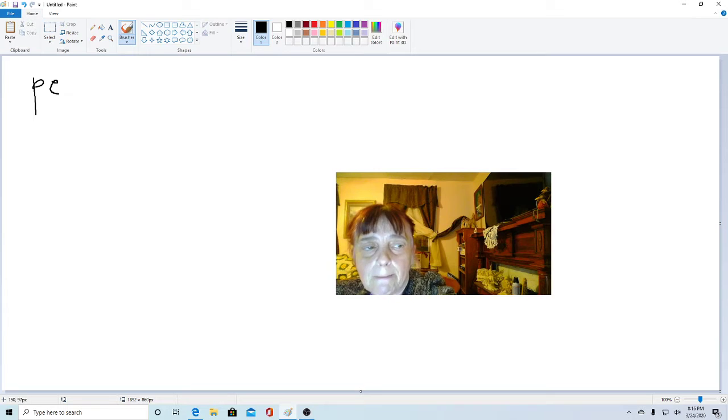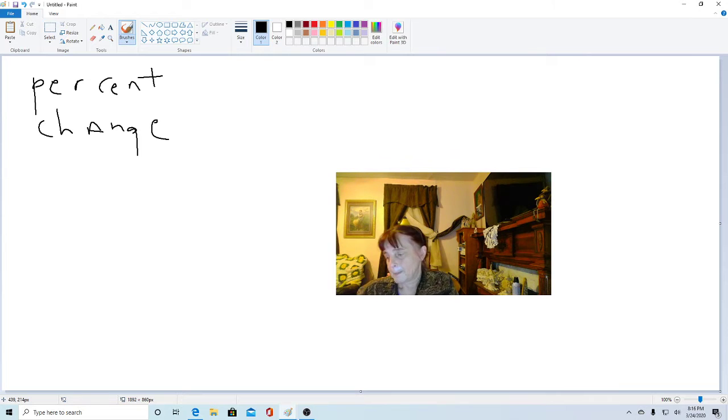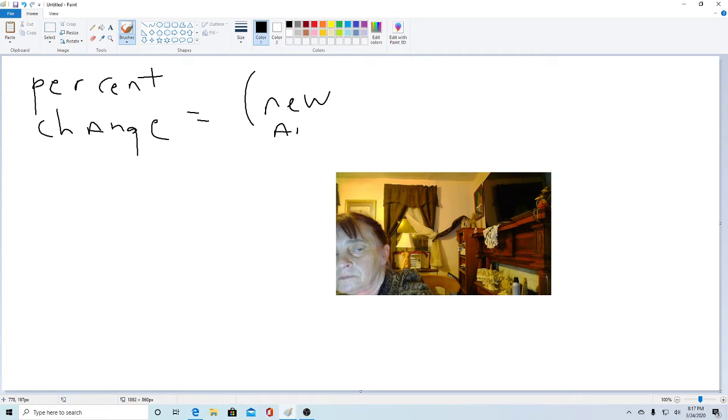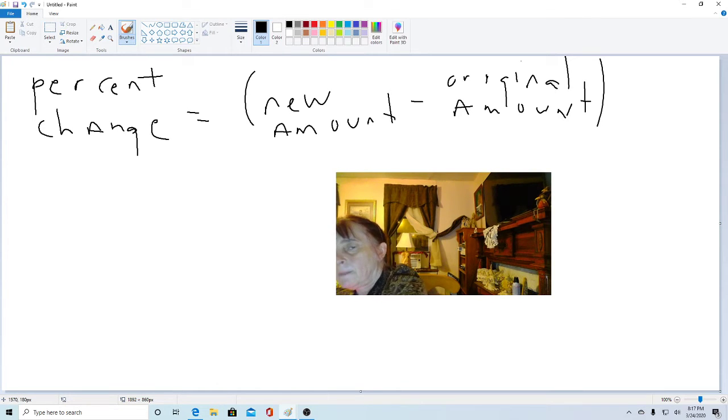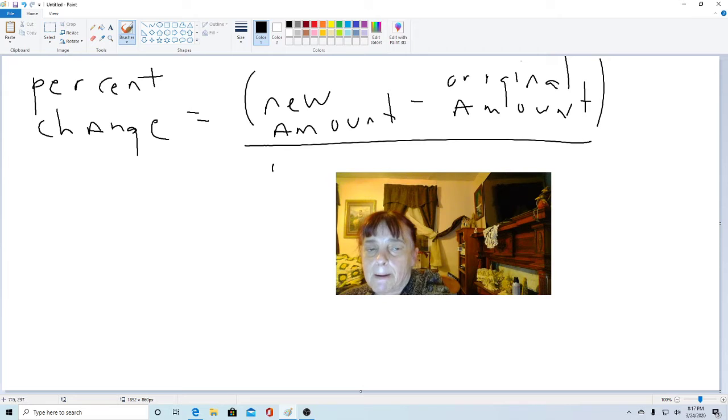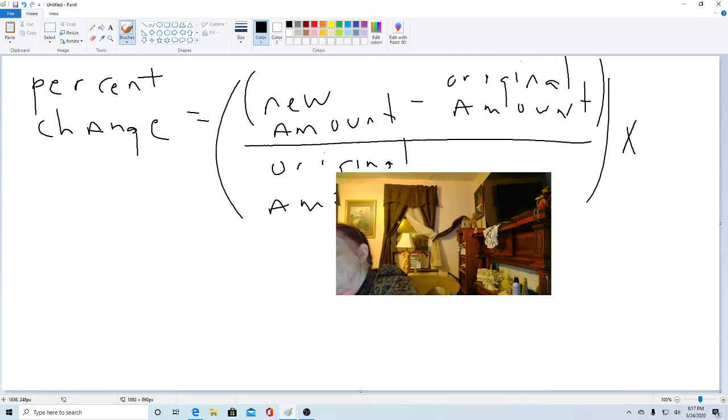Okay, percent change is new amount minus original amount divided by original amount, times 100%.